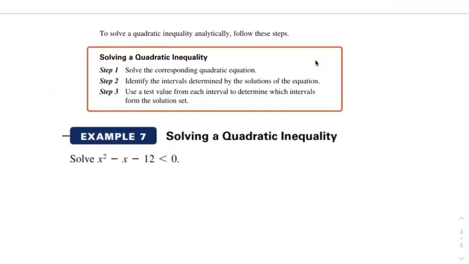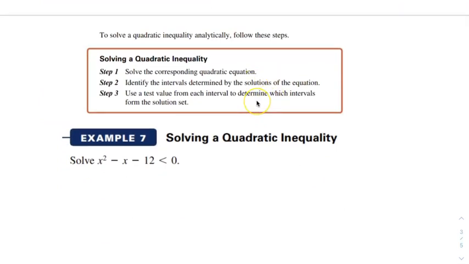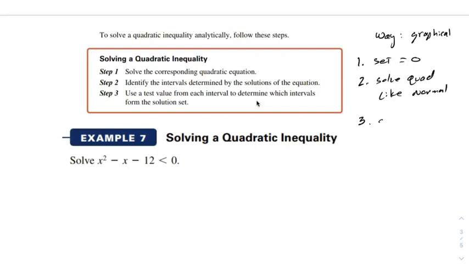Okay, so let's talk about how to actually solve quadratic inequalities themselves. It's one of those things where there's actually two ways to do it. Way one, we're going to call it the graphical way. Like the first two steps are kind of the same. So way one, what we're going to do is set the inequality equal to 0. Then we're going to solve like normal. And then we're going to do a basic graph using the x-intercepts.